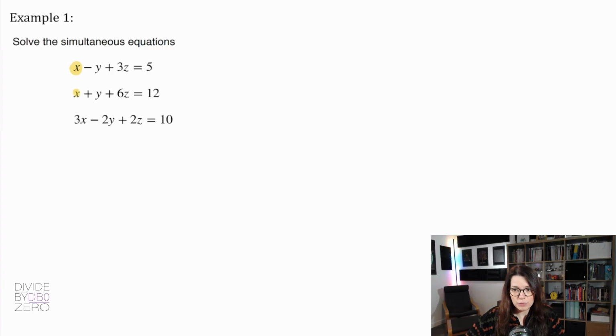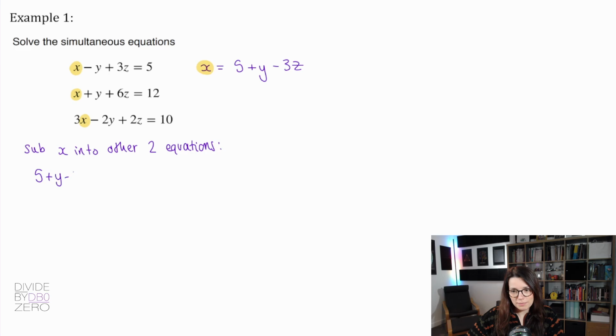In this set, it'll be pretty easy to rearrange either the first or second equation for x. I'm going to do that for the first one to make it x equals 5 plus y minus 3z. Now I'm going to take that x and sub it into the other two equations. Get 5 plus y minus 3z plus y plus 6z equals 12. Tidy that up and you get 2y plus 3z equals 7.